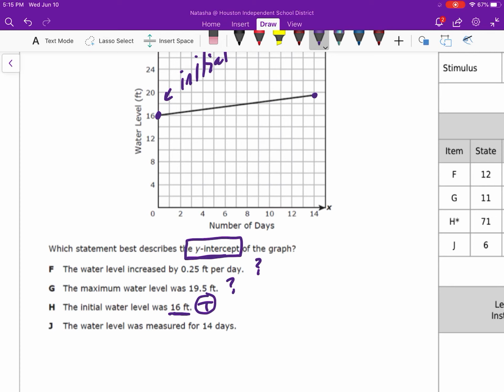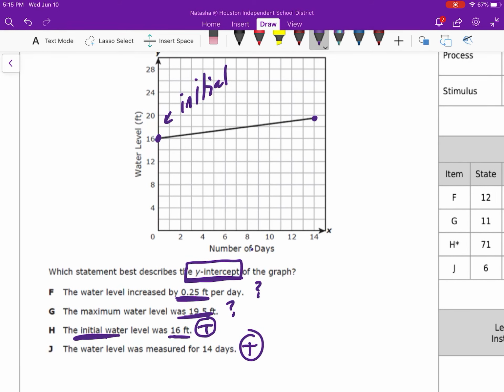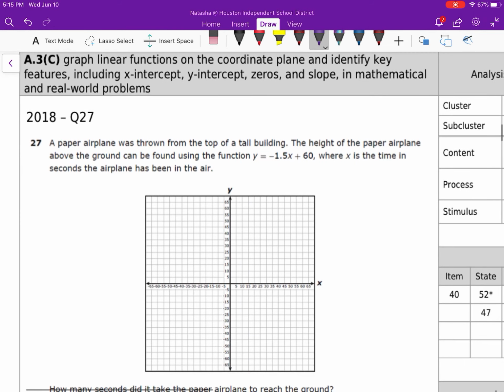Because it says which best describes the y-intercept. So while the water level increased by that function, don't get confused, that may be the rate of change, and we have a maximum value of 19.5 feet. But we're looking for what the relationship is with the y-intercept and what that means in the initial, and that's the initial water value, which was 16 feet, and the water level was measured for 14 days. That's true. The water level was measured for 14 days. But we're asking in terms of the y-intercept, so our answer choice is H.